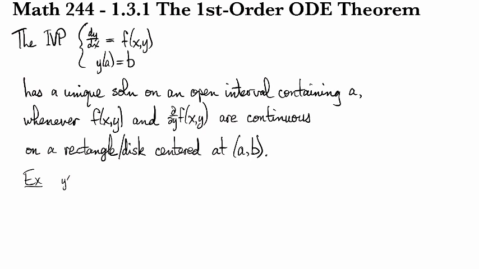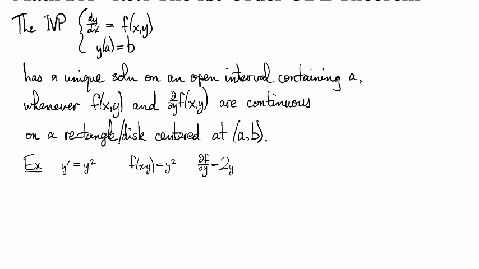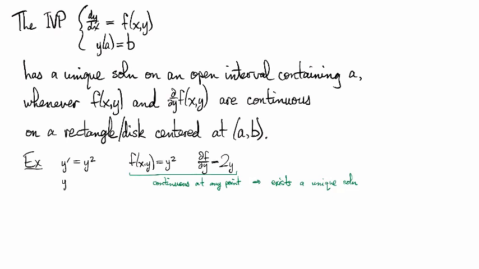For instance, if I took y prime equals y squared, then in this case our f of x, y is y squared, and the partial of f with respect to y is 2y. And so since these guys are both continuous at any point, then we know that there's going to be a unique solution. So for example, if I were to add an initial condition of, say, y of 0 is equal to 1, then there's going to be exactly one curve, one solution for that differential equation.